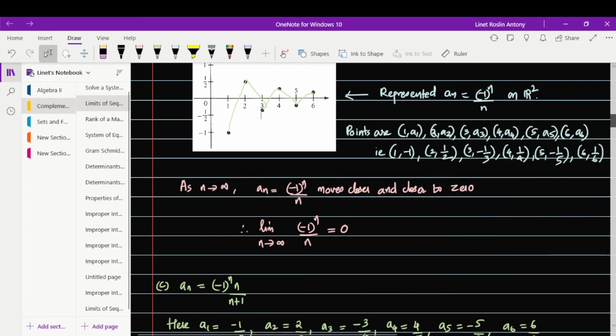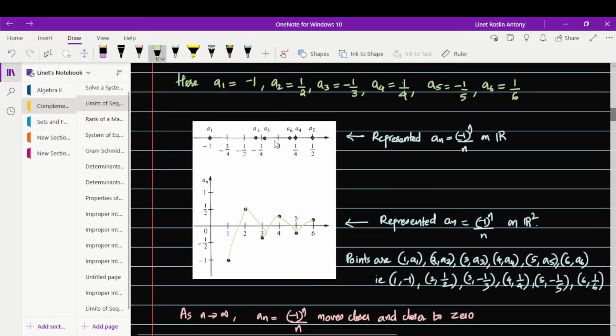Now as n tends to infinity, an is equal to minus 1 raised to n by n. We understand that, see, it is moving closer and closer towards 0, right? Moving on like that. So you get the limit as n tends to infinity of minus 1 raised to n by n is equal to 0. Also here in the real line, you can see that it is approaching from the left and from the right towards this value 0, right? So that means the limit of this sequence will be, of course, 0.